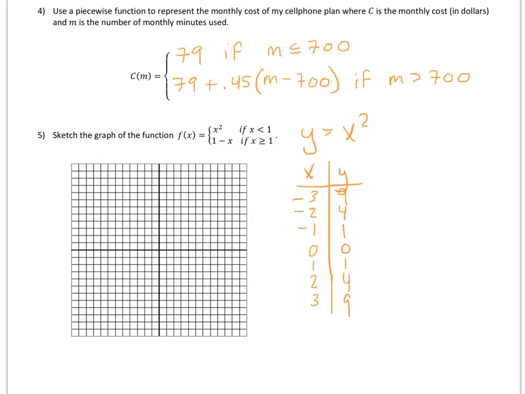Okay, so I'm going to plot these points. I've got -3, 9, about right there. -2, 4. -1, 1. 0, 0. 1, 1. 2, 4. And 3, 9. Then I would just connect those with a nice smooth curve.